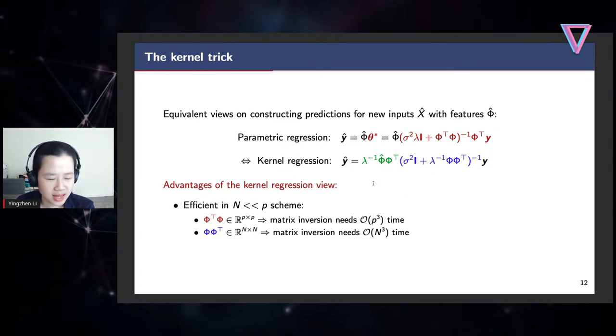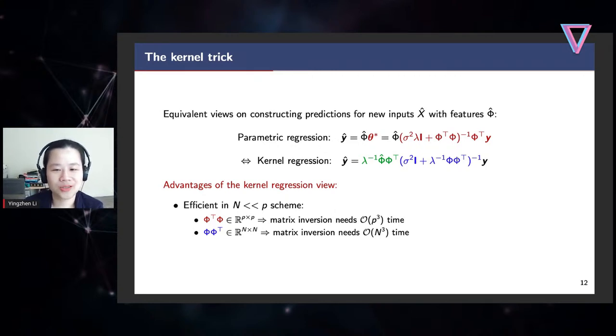So remember, this phi is a collection of feature vectors for each of the training data inputs, and this is a matrix of n by p, where p is the dimension of the feature vector. This means phi transpose phi is a p by p matrix, and inverting this matrix with, say, Cholesky decomposition-based methods requires p cubed time. This can be quite expensive if you want to use, for example, thousands of dimensions, or in the infinite dimension case, you cannot even compute it.